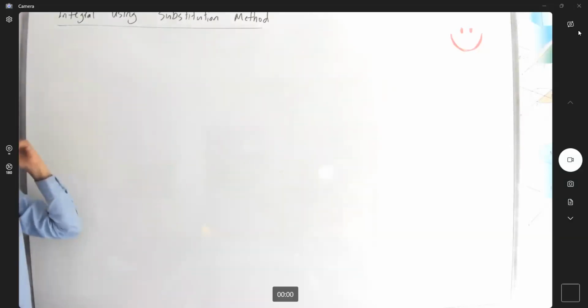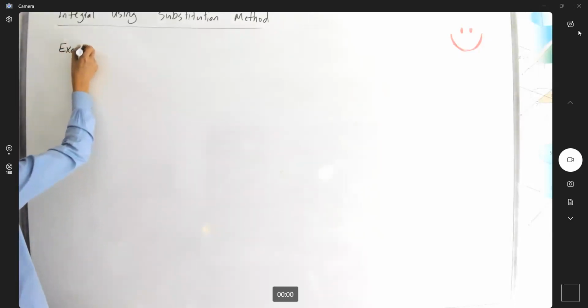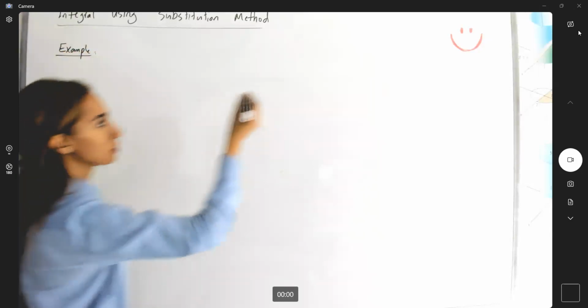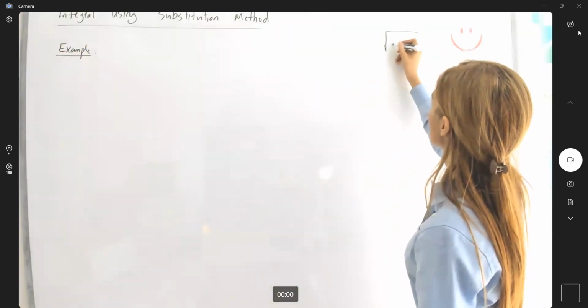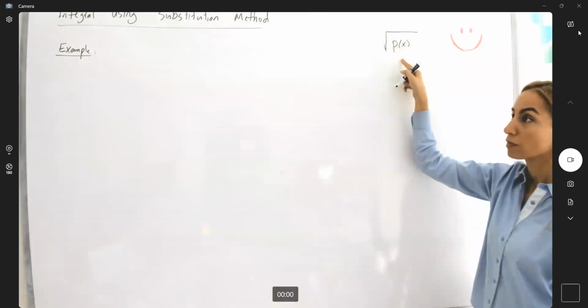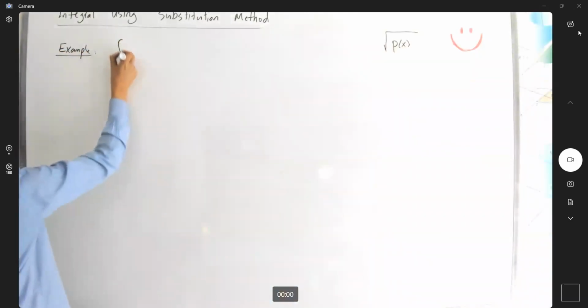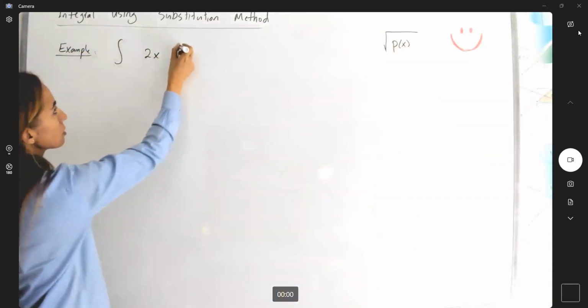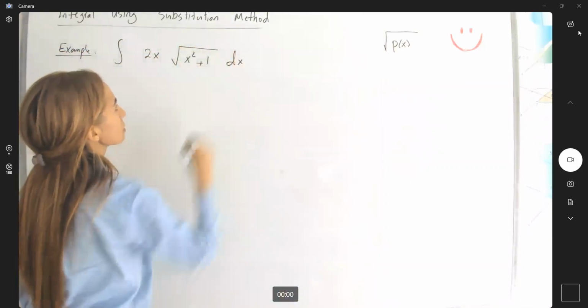We're going to apply the substitution method to find different integrals. Let's go over one example. We're going to discuss the type when you have the square root of, for example, a quantity inside parentheses in terms of x. Here the question says, find the integral of 2x square root of x squared plus 1 dx.